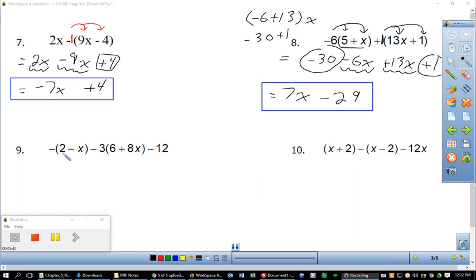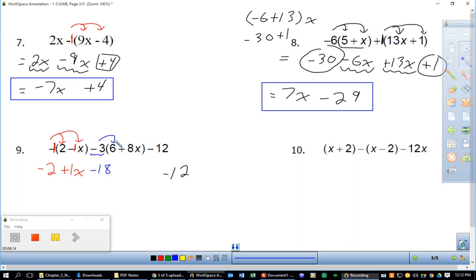All right, number 9. Two sets of parentheses again, but we've also got this constant down here. So we're going to end up bringing minus 12 down. All right, so minus parentheses, so negative 1 times 2 is negative 2. Negative 1 times another understood 1. Negative times negative is positive, so positive 1x. Okay, next, minus 3. We're going to multiply the minus 3 there. So that's minus 18. Minus 3 times 8 is negative 24x, and we brought down that minus 12.